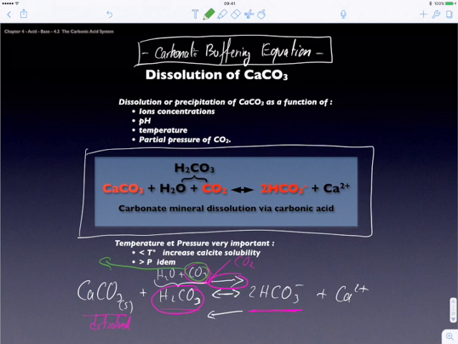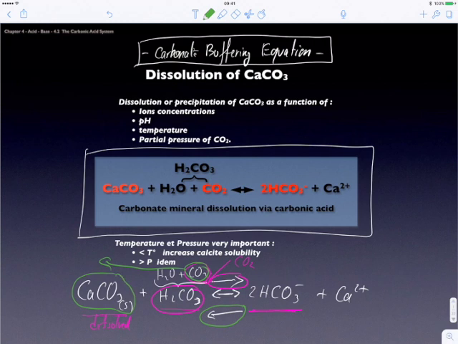If you're doing the opposite, if you're pumping CO2 out of your system, you're degassing CO2, you're removing CO2 from your water, that means in this case you have less element on the left side, on the reactant side. That means you will shift the equation from the product side toward the reactant side and favor this reaction here, meaning precipitation of calcium carbonate.